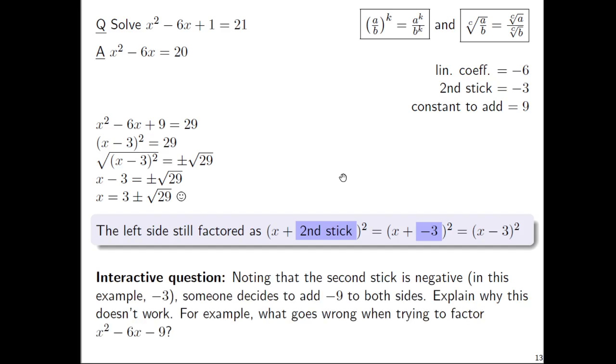Interactive question. Noting that the second stick is negative, in this example negative 3, someone decides to add negative 9 to both sides. Explain why this doesn't work. For example, you could talk about what goes wrong when you try to factor x squared minus 6x minus 9.